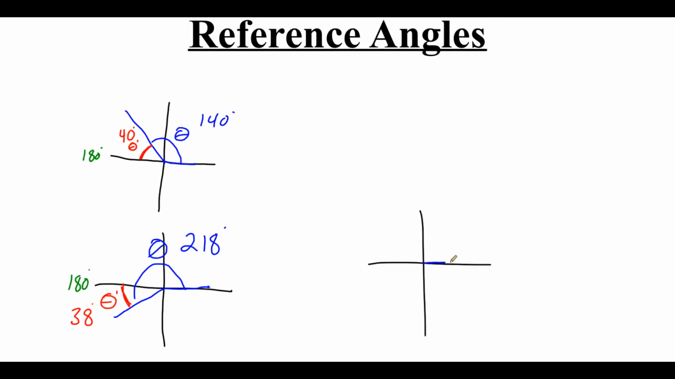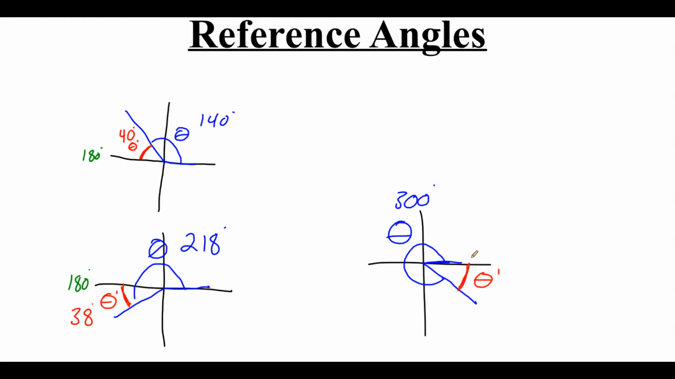Now we could also have an angle take us into the fourth quadrant and find a reference angle. So we're going to start along the positive x-axis again, and we're going to rotate around, but this time down into the fourth quadrant. And let's say that this is our theta, and let's call it 300 degrees. Now the reference angle is between the terminal side and the nearest x-axis. So this angle right here is going to be my reference angle theta prime this time.